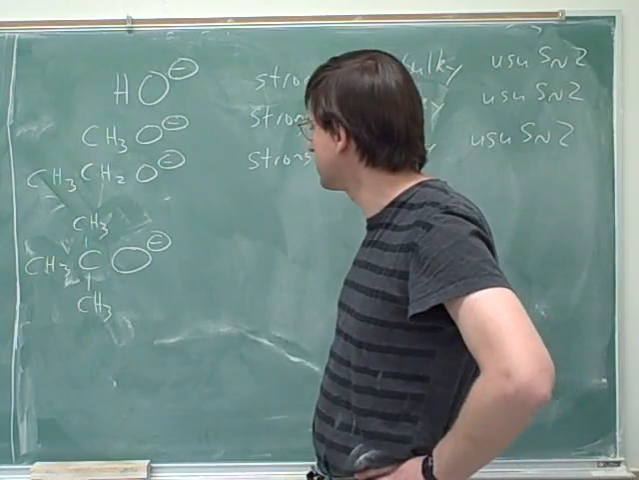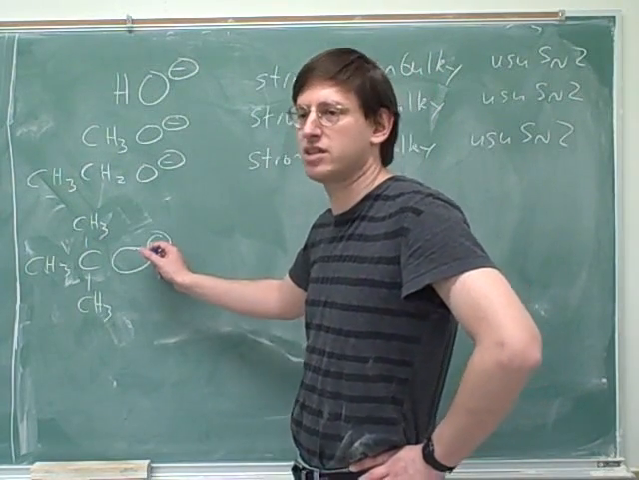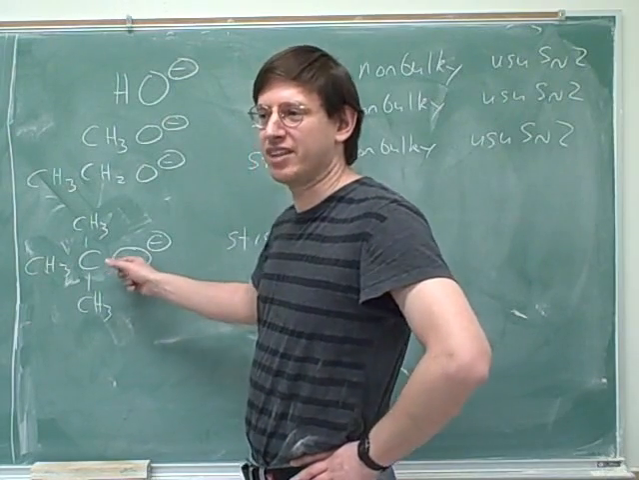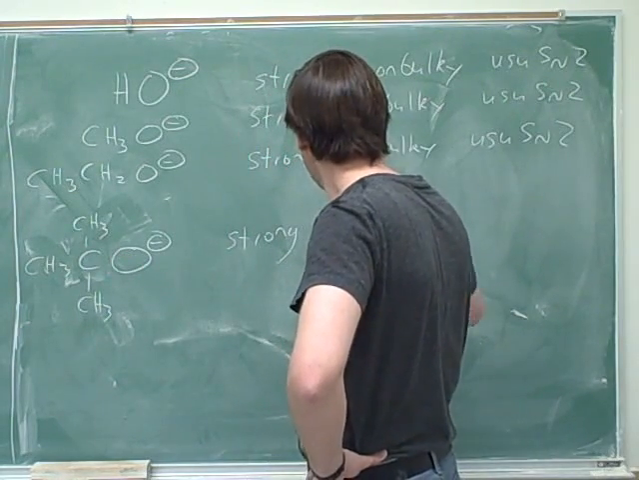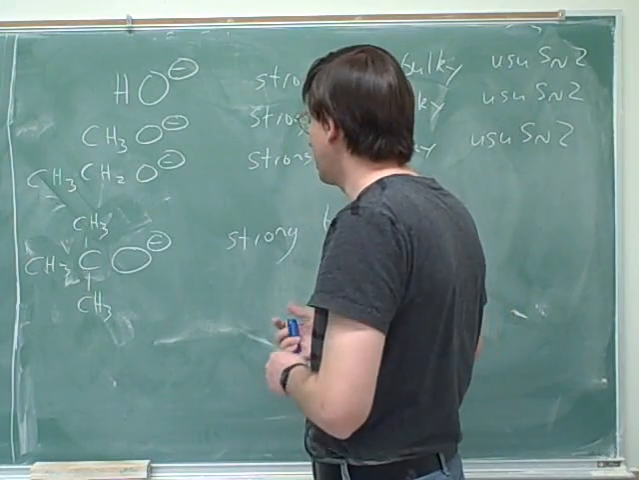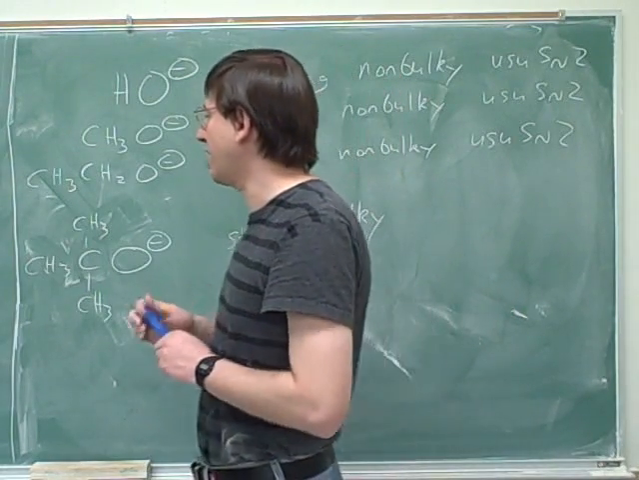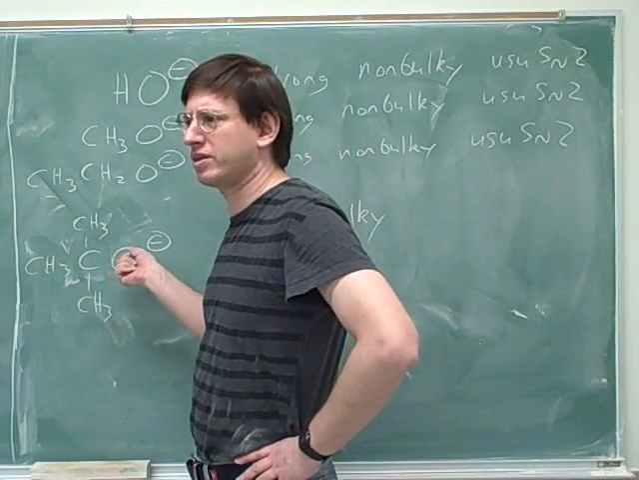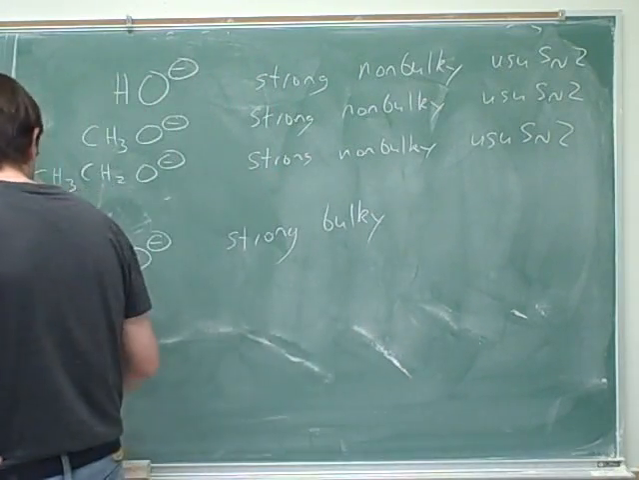Now, how would we analyze this? Is this still a strong base? Yes, because it's still O minus. And I hope this looks pretty bulky. Yeah, this is about as bulky as we get. This is a strong, bulky base. This is so common, you should probably know the name of this. This is tert butyl oxide. Have you heard this talked about in class? All right, so this is tert butyl oxide.